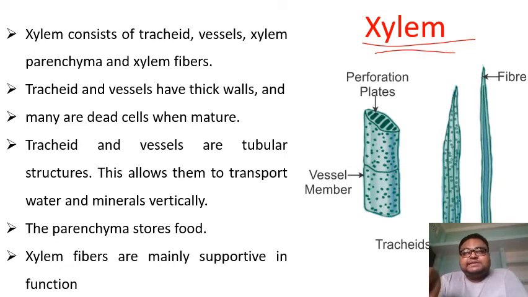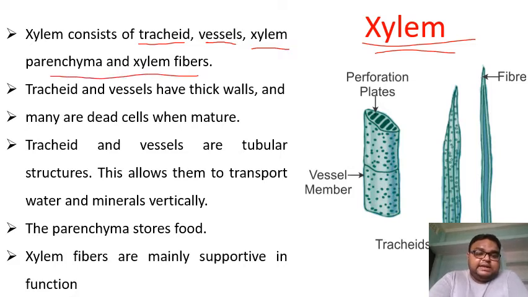So we saw that xylem is basically a complex permanent tissue, right? And it is made up of what? It is made up of tracheids, vessels, xylem parenchyma, and xylem fibers. These are the four components that are present here, right?